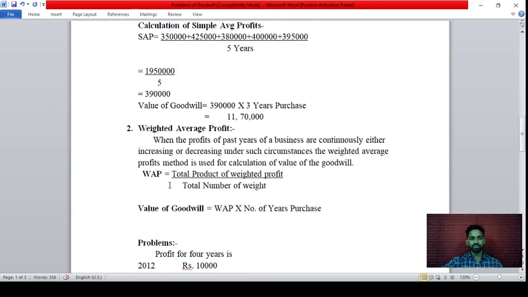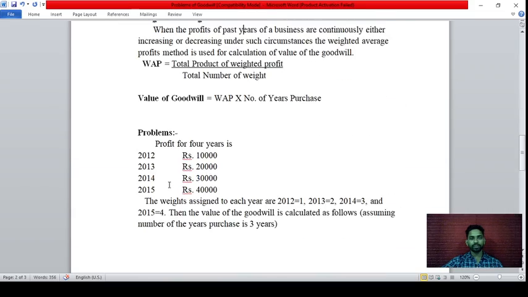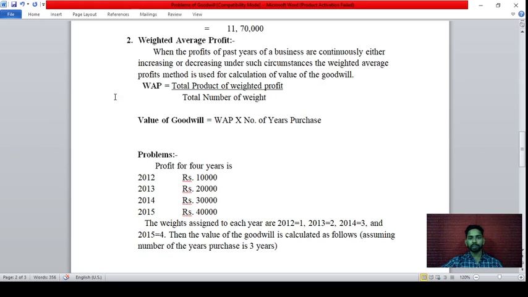What do we mean by weighted average profit? When the profits of past years of a business are continuously either increasing or decreasing, under such circumstances the weighted average profit method is used for calculation of the value of goodwill. So it means what?